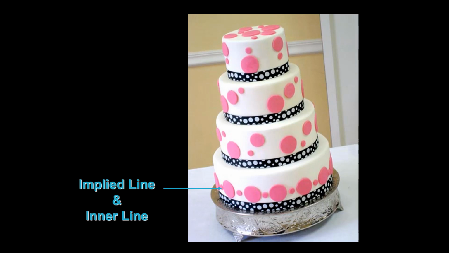Oh, I hit it a little too fast, so here are our answers. So here on our cake, you can see those little pink circles create implied lines, right? Our mind is connecting those dots so that we know that our eye should circle around and create a line with those elements. They also lay within the boundary on the cake itself, so they become inner lines.